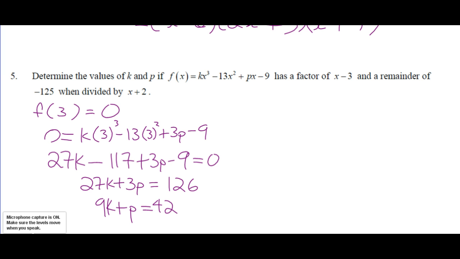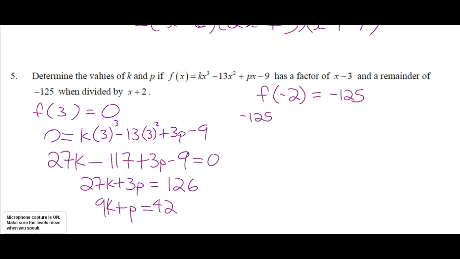Okay. We're going to solve a system of equations, right? So I can simplify that equation. It's fine. What else do we know? We know that f of x has a remainder of negative 125 when divided by x plus 2. So what does the remainder theorem say? F of negative 2 is equal to negative 125.